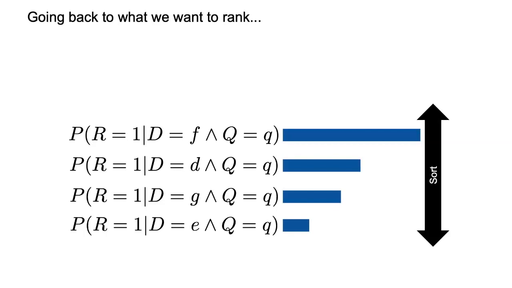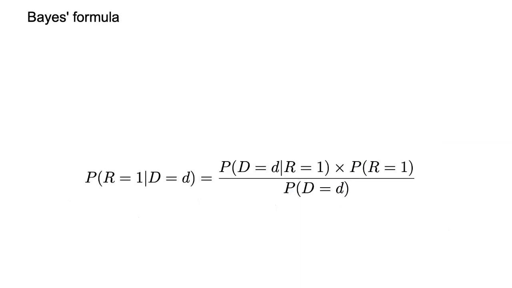Now, going back to the trick that we want to use, we want to rank this ugly thing right here, the probability that R is 1 given that D is a specific document and the query is Q. And I would do it for every document, a million times, even a billion of those. I sort to find the highest probabilities, and I'm going to return the highest ones, right? F and D in that case would come first, and then G, and then E.